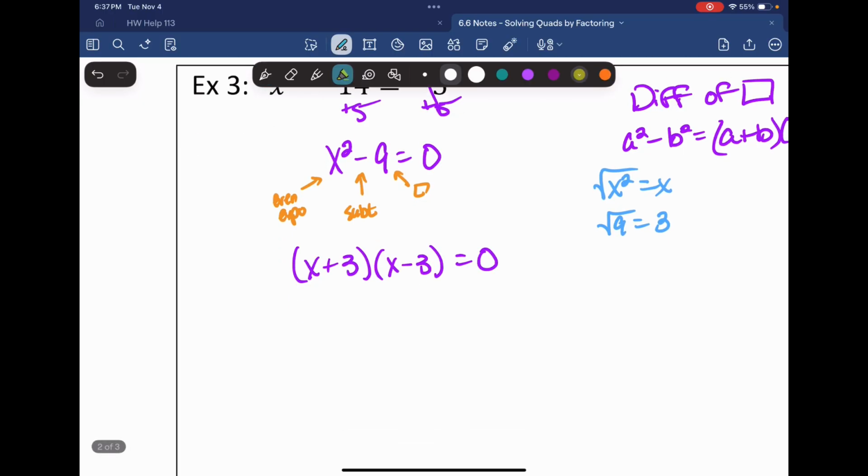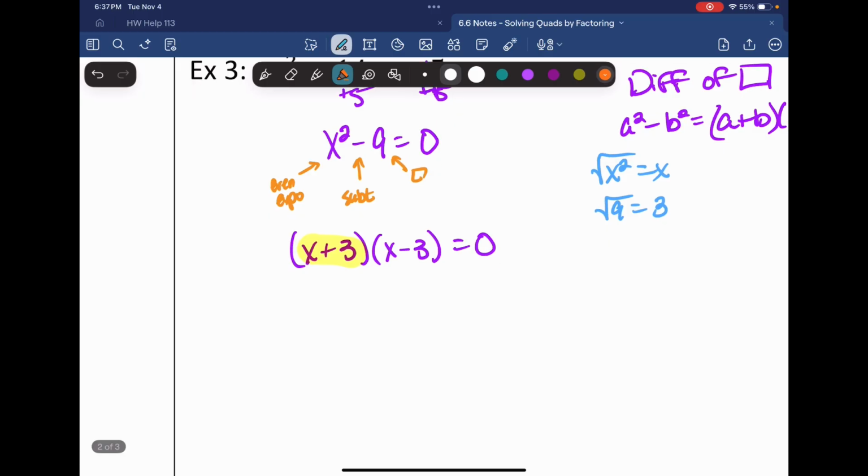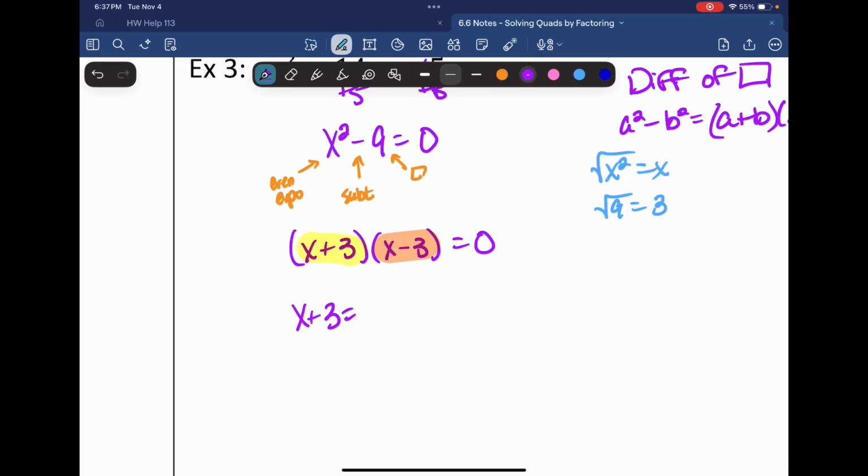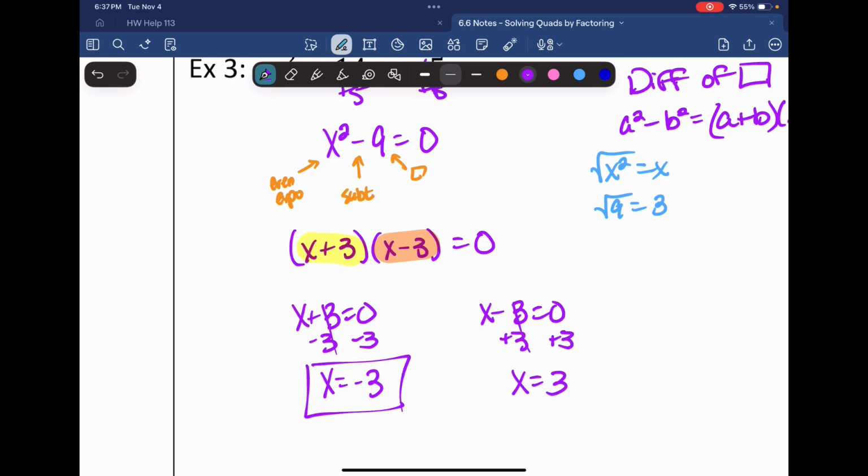Well, now it's no longer quadratic. I don't have any more squares. So I have that factor and this factor. I'm going to set them both equal to 0. Subtract 3 or add 3. So my solutions are either negative 3 or positive 3.